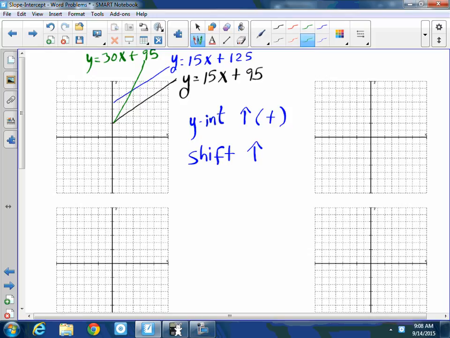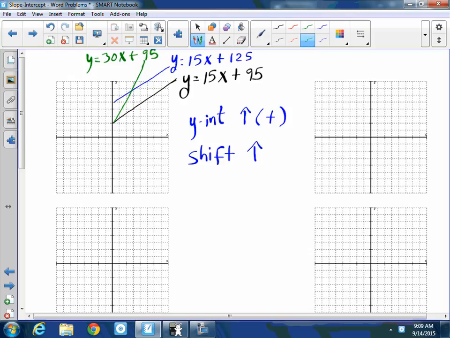Now, let's talk about what type of transformation happened over here. What did we change? The slope. We changed the rate of change, which is also called the slope. I love the vocabulary. Now, what did we do with the slope or the rate of change? How did we change it? We doubled it. It was 15. We multiplied it by 2.